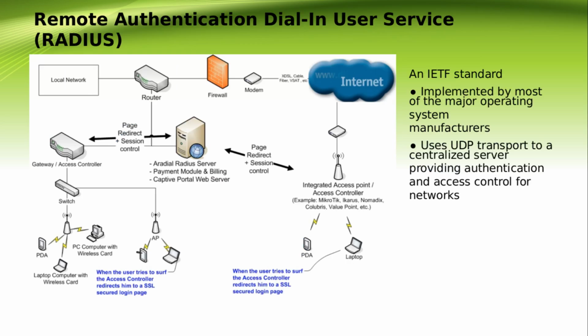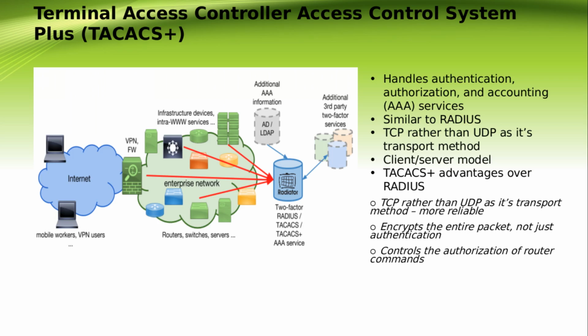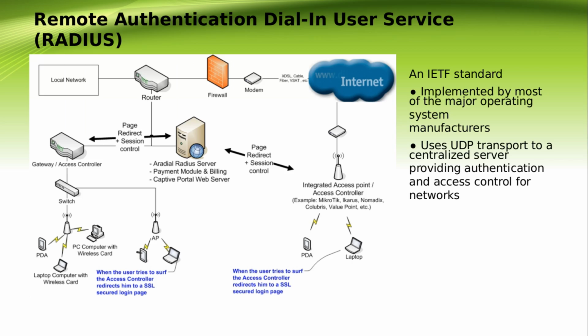So, and then remote authentication dial-in user service, RADIUS. Actually, two prominent security protocols used to control access in networks are RADIUS, and the second one, on the next slide, Terminal Access Controller Access Control System Plus. So these two prominent ones, we're going to see one by one. First, RADIUS. It is an IETF standard and implemented by most of the major operating system manufacturers. It uses UDP transport to a centralized server to provide authentication and access control for the network.